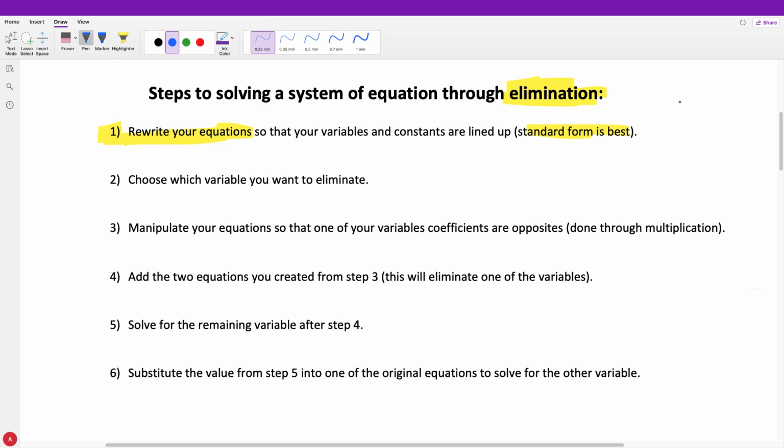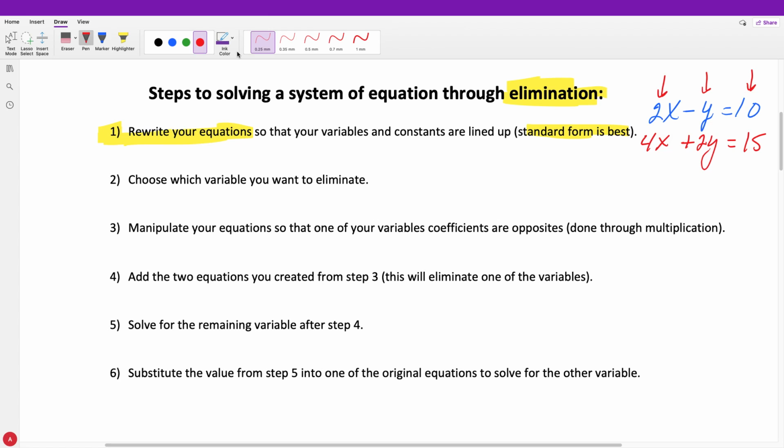What I mean by lined up above each other is, if I have 2x minus y is equal to 10, then in my equation underneath, I need to make sure that my x's are written above each other, that my y's are written above each other as well, and that my constants are written above and below each other as well. So we're lining them up and putting them exactly where they are so that they're directly above each other. Sometimes this is in standard form right here.